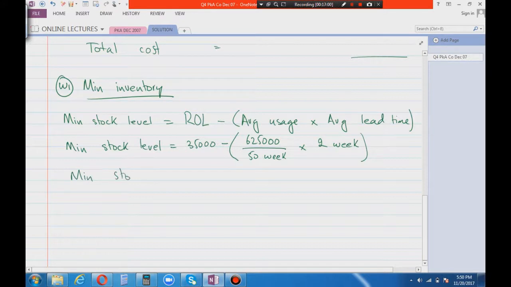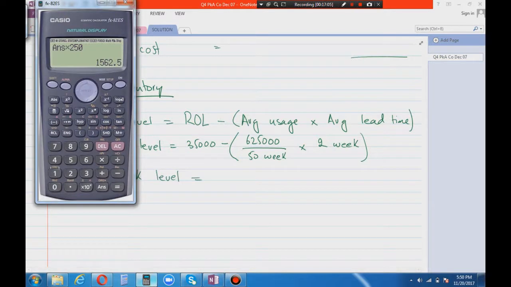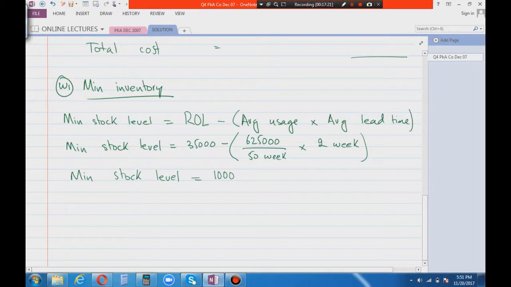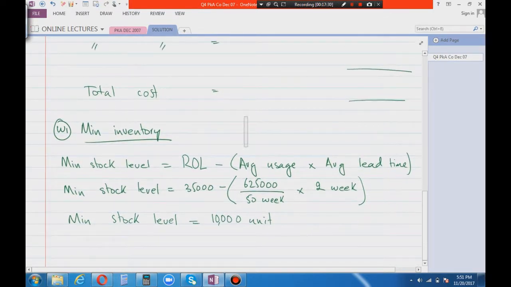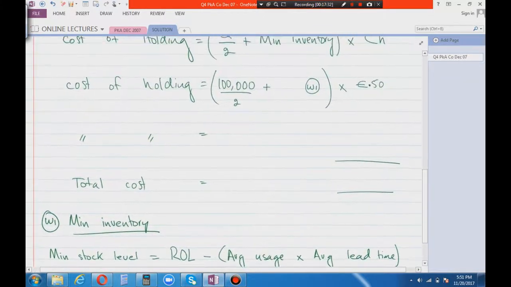So minimum stock level is $625,000 divided by 50 multiplied by 2. This is 25,000, and 35,000 minus 25,000 will be 10,000 units. So we should keep 10,000 units. At least we should keep 10,000 units in our stock, and that is the minimum level of stock.